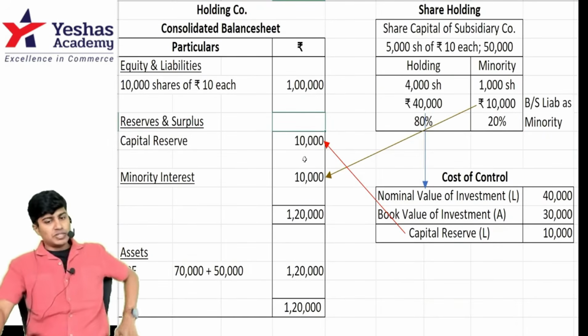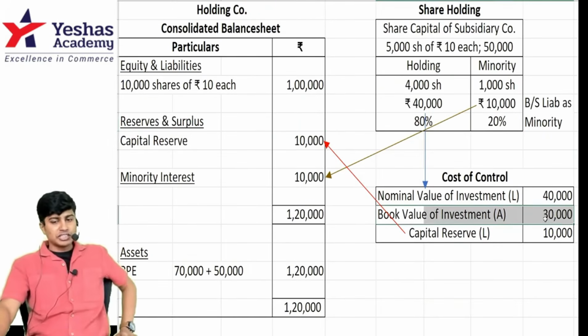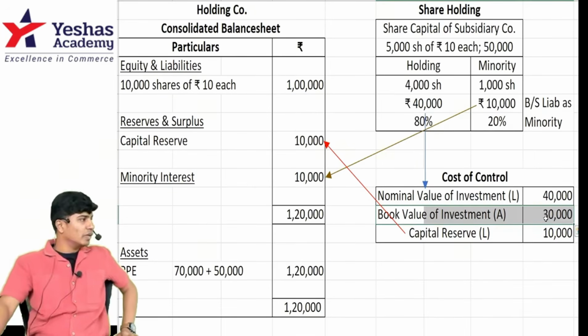In that question, if you observe, the book value of investment, the asset, was more than the liability. That excess asset was goodwill. Here the liability is more than the asset. That 10,000 extra became capital reserve. I'll tell this, listen to me for 10 seconds.